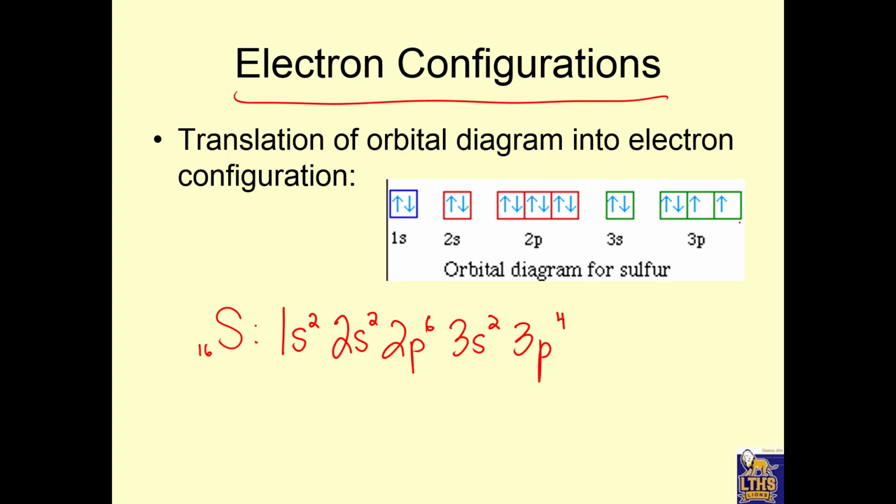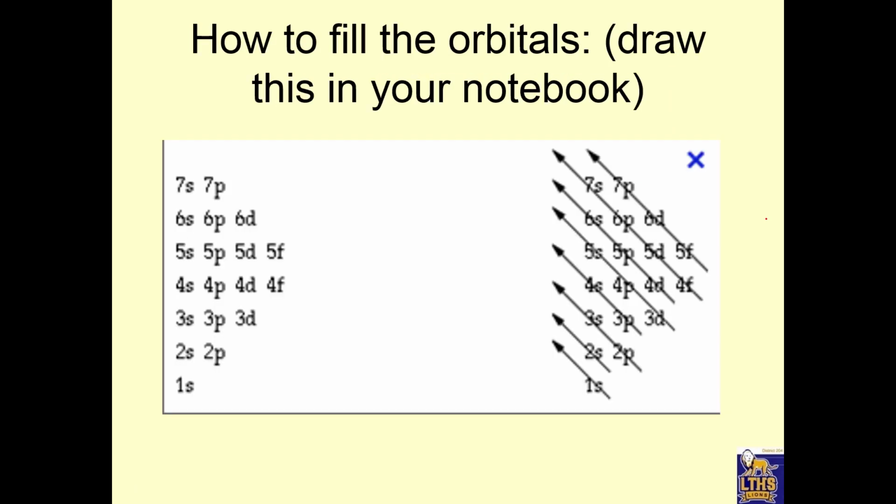This one's only 4 because sulfur only has 16 total, so it only needs to put 4. Okay, so how do you fill the orbitals? Well, you can memorize them, and I'm going to give you a trick with the periodic table. It's not a trick, it's a use. But you can also write this down.